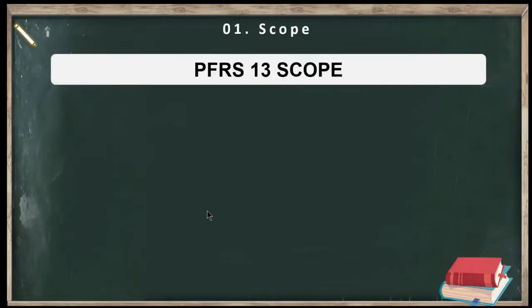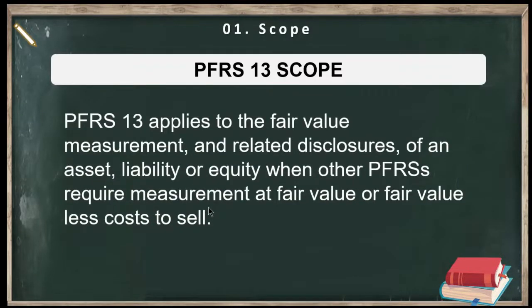So what is the scope of PFRS 13? This applies to the fair value measurement and related disclosures of an asset, liability, or equity when other PFRS require measurement at fair value or fair value less cost to sell. Because most of the time, fair values are used when you transact, sell, buy, and measure different assets, and also different liabilities. So, PFRS 13 is very widely used.